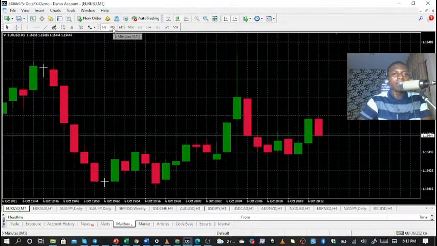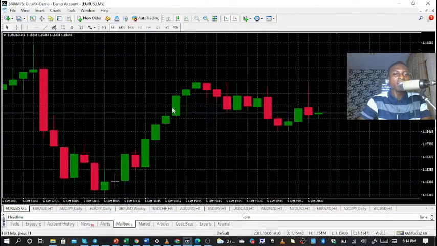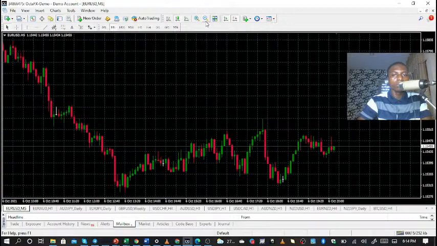Now, this is M5. As you can see, it shows 5 minutes. So if I go to M5, each candle on this 5 minute time frame is formed in 5 minutes. So this candle here took 5 minutes to be formed. It took 5 minutes for every candle on this chart to be formed. Do you get that now?